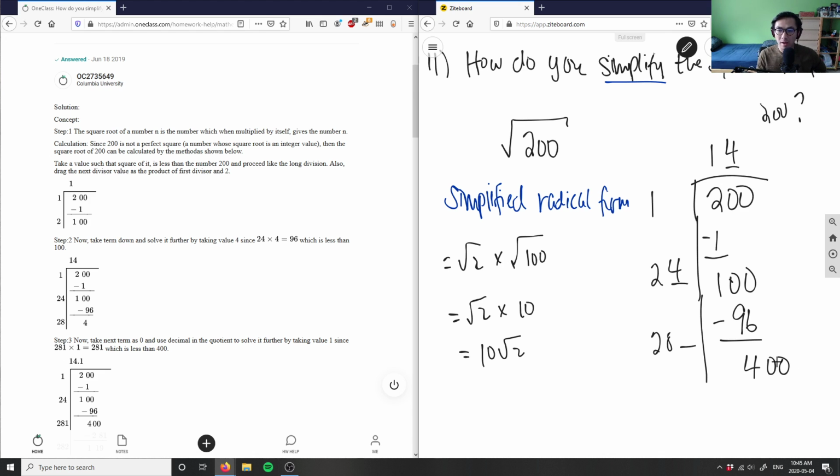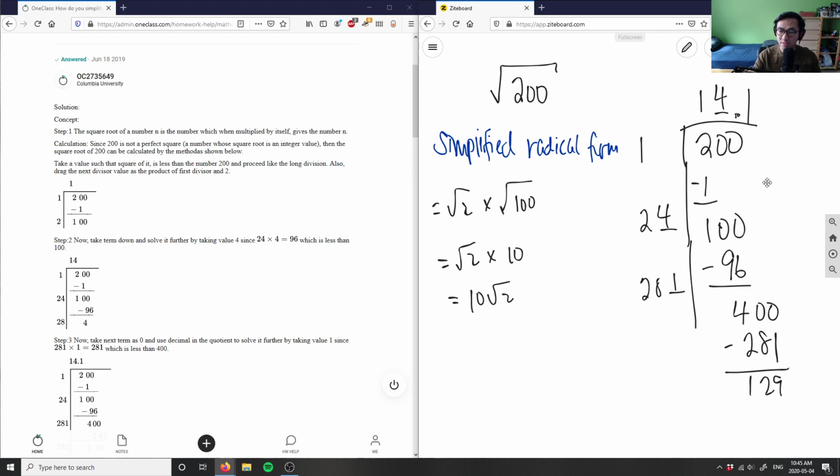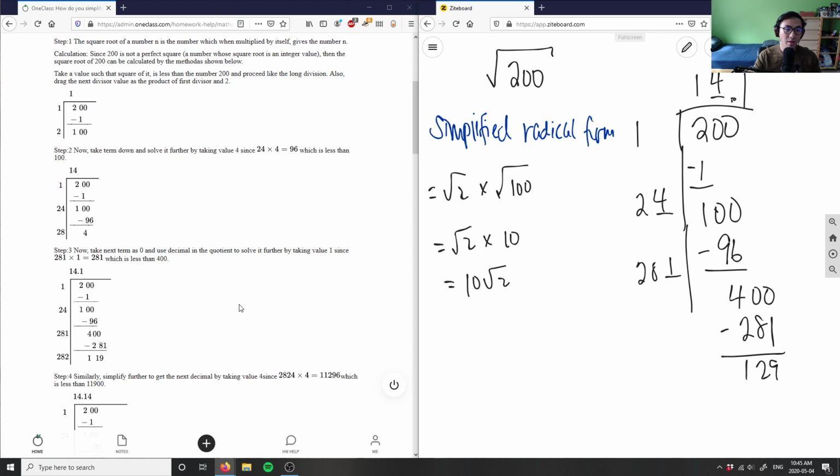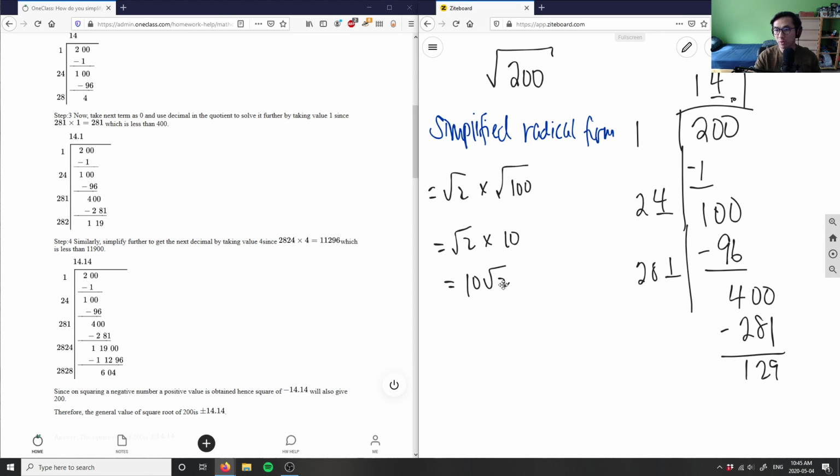And again, 281, because I can't put a 2 here, right? Just because if I did that, I would go over 400 here. So in this case, I've put simply just a 1 here, right? So I have 14.1, and then it's going to subtract by 281. So I would get 129 here. And this here would be my final answer, right? 14.1 is the square root of 200. In this case, they did 4 decimal places, which is perfectly fine.